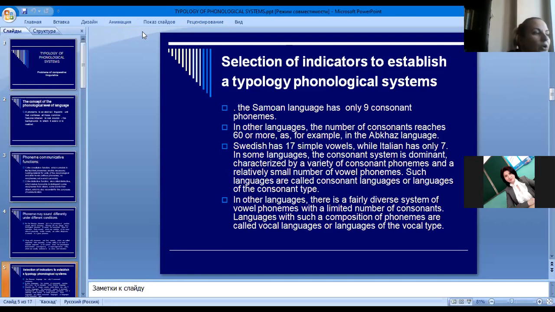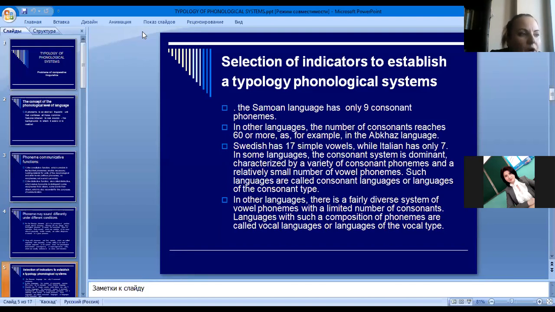So the quantitative functions of the phonemic composition are large enough. In some cases, the number of consonant phonemes is extremely limited. For example, the Samoan language has only 9 consonant phonemes. In other languages, the number of consonants reaches 60 or even more, as for example in the Abkhaz language.